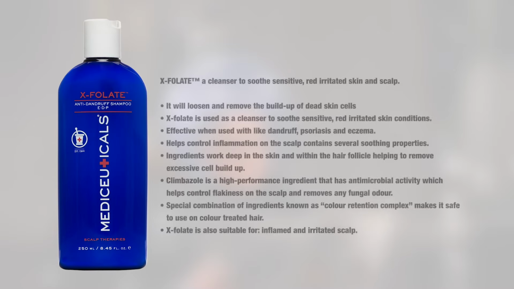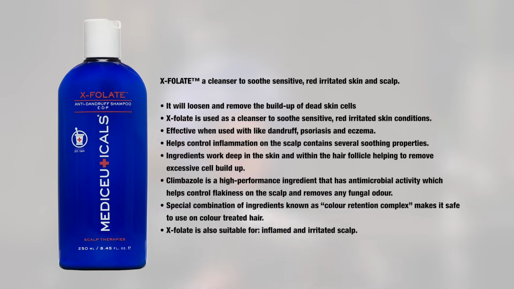X-Folate, a cleanser for various scalp problems like psoriasis. It will loosen and remove the buildup of dead skin cells. X-Folate is used as a cleanser to soothe sensitive, red, irritated skin conditions. That is why it is so effective when used with scalp conditions like dandruff, psoriasis, and eczema. X-Folate helps control inflammation on the scalp because it contains several soothing properties. Ingredients used in X-Folate work deep in the skin and within the hair follicle, helping to remove excessive cell buildup.